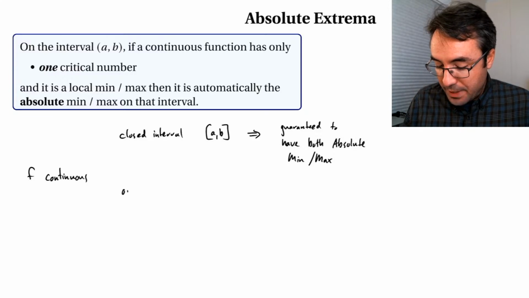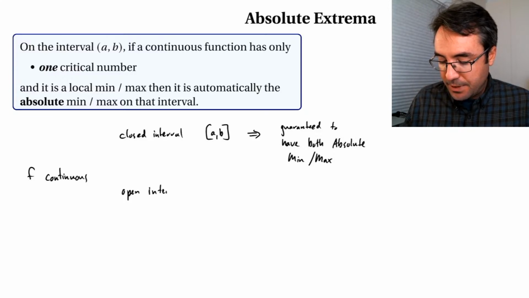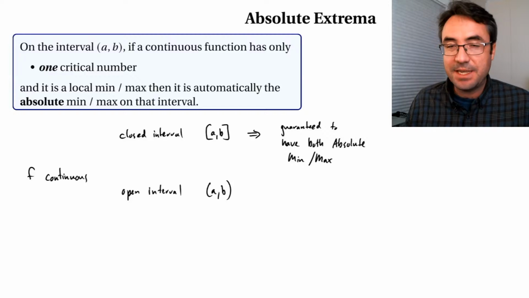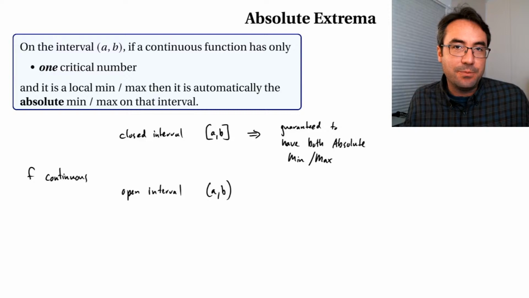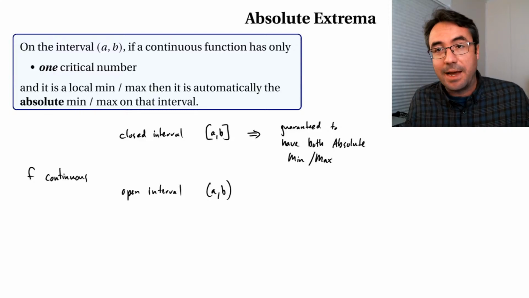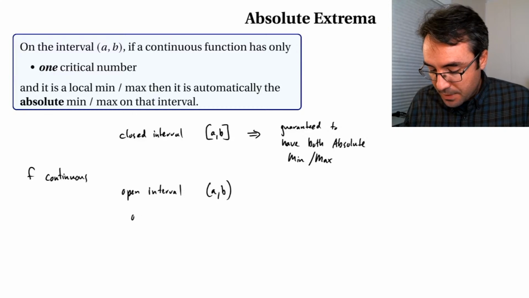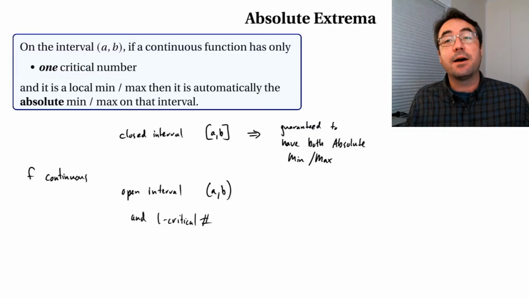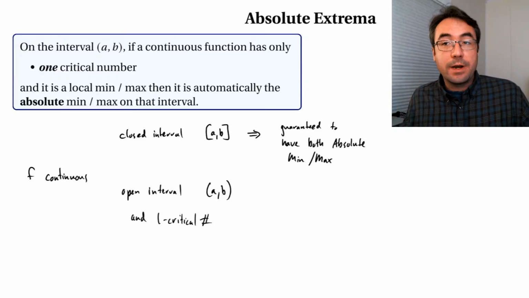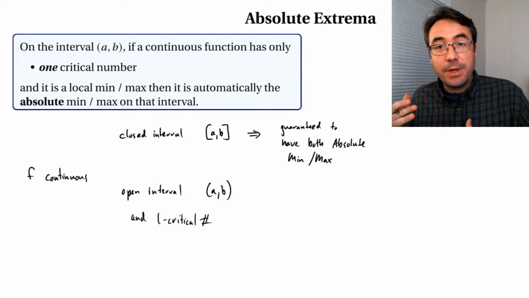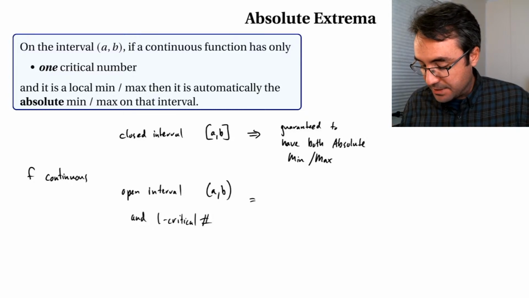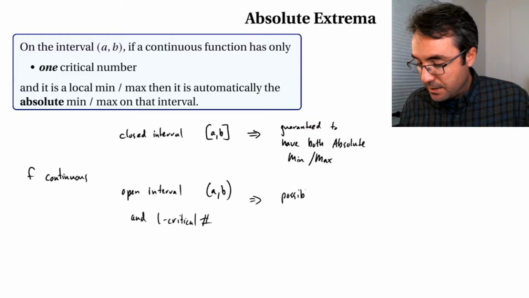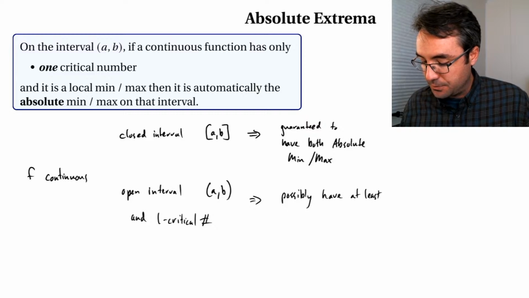If we're talking about an open interval, then we really don't know. So the result's kind of unsatisfying. We just don't know if we have an absolute min or max on that interval. We might not. But if we have one critical number on that open interval, then we do have an absolute min or an absolute max. Maybe both, but we have at least one, possibly. So we possibly have at least one absolute max or min.